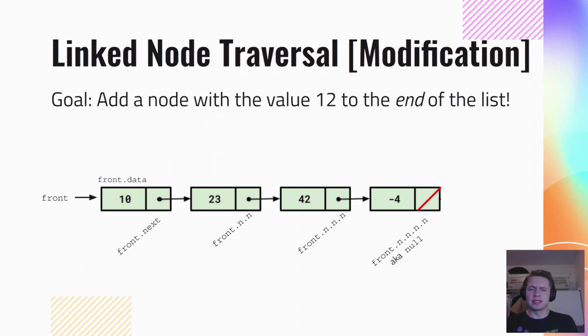Now let's go over an example of traversing a linked list. And in this example, we're also going to be adding an element of modification, where we want to add a node with the value of 12 to the very end of the list.